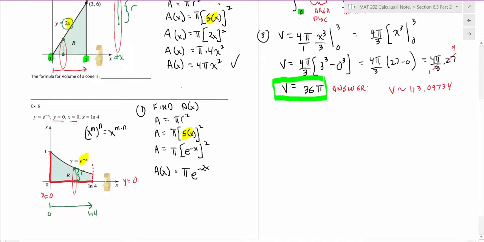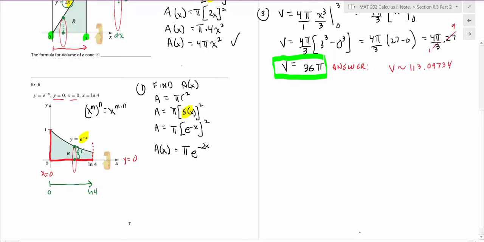Step two, we're going to go ahead and build our integral, and then we'll do the integration. So our volume is going to be the integral. We're going to be integrating from left to right, x equals 0 to ln 4. So those will be our limits of integration. Our function we're integrating is A of x. So that's pi e to the negative 2x times dx. That's the integral we're going to work.